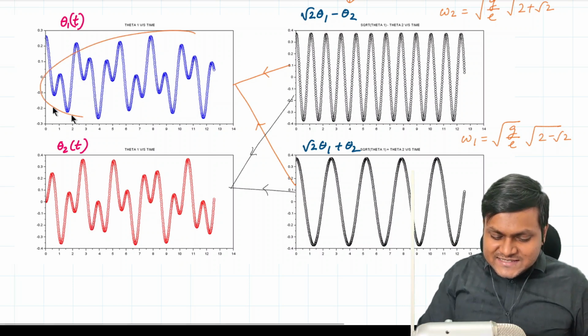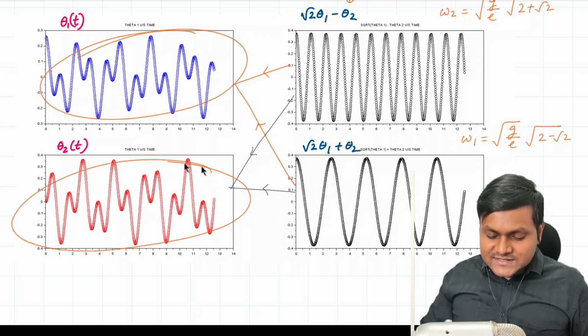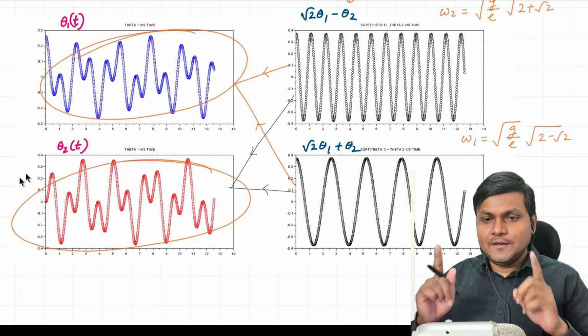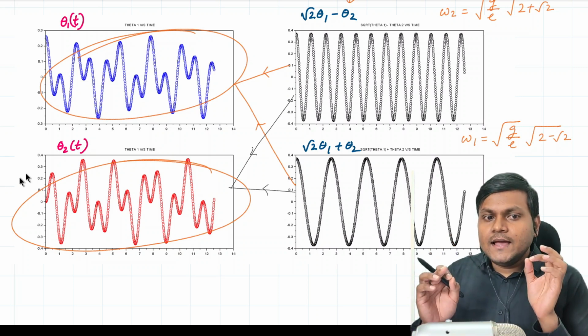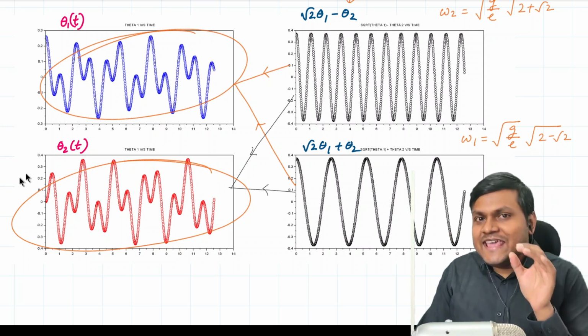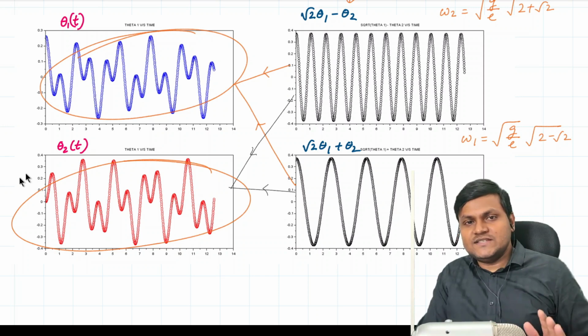Now this is the general solution for the first particle. This is the general solution for the second particle. They are not SHM, but by giving a very specific initial condition, I can make the double pendulum execute SHM.